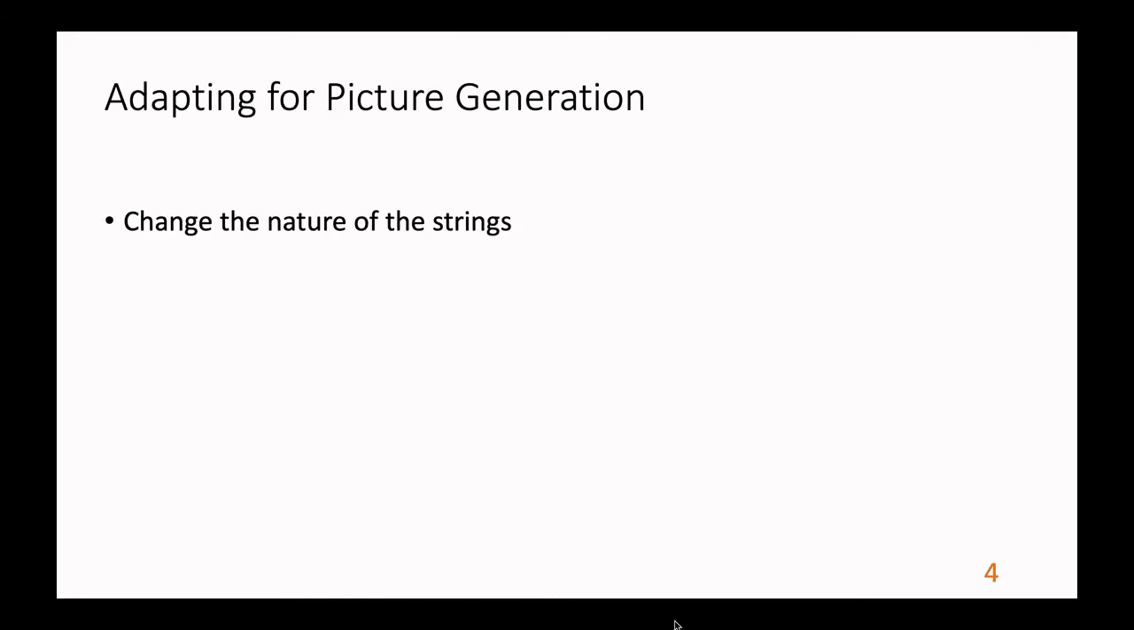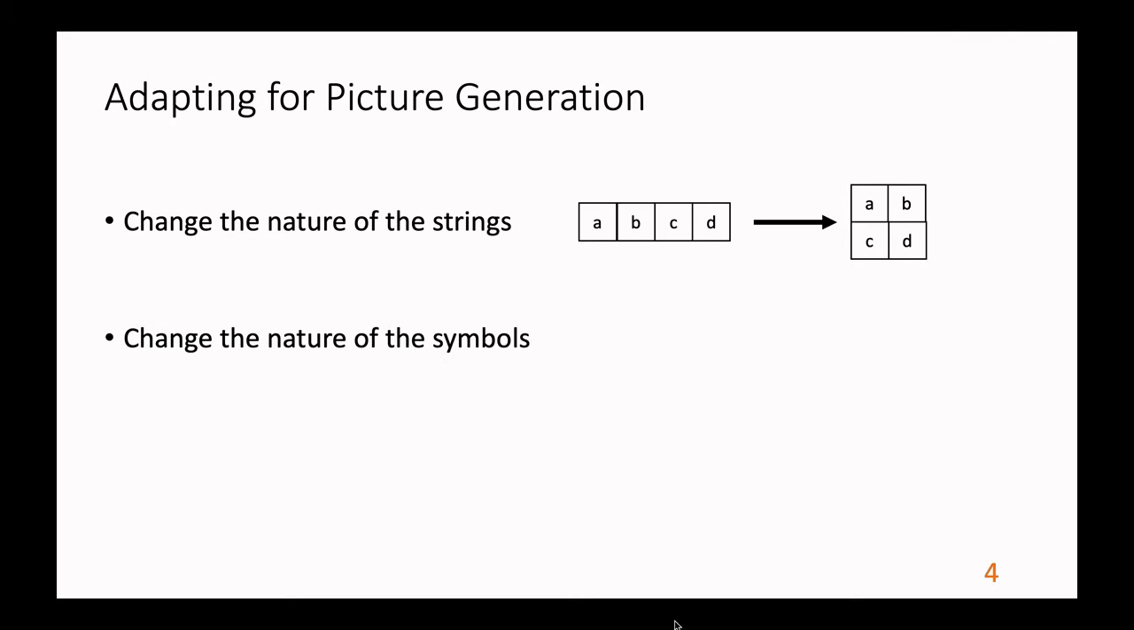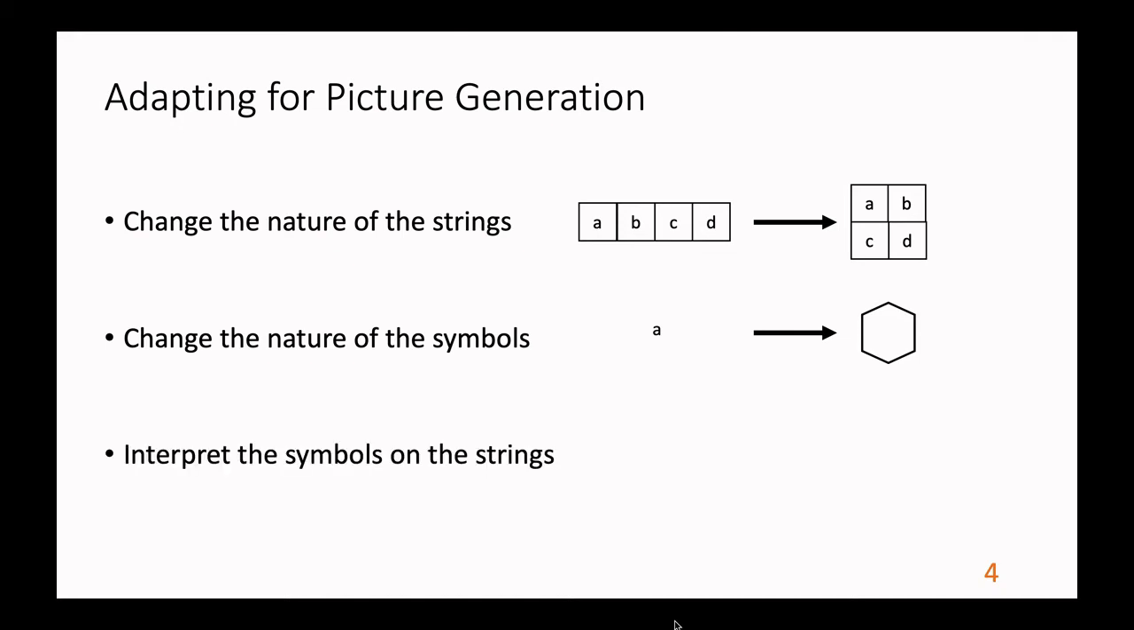Well, we need to adapt them. So for instance, we can change the nature of strings. So far, these strings are just unidimensional things. So we can try to generate bidimensional things or bidimensional arrays so we can generate an image. Or we can also change the nature of the symbols. Symbols are abstract, but we can give them meaning. So for example, the symbol A could represent a shape, a hexagon, and since they are something concrete now, they are shapes, we can use the shape properties to our advantage.